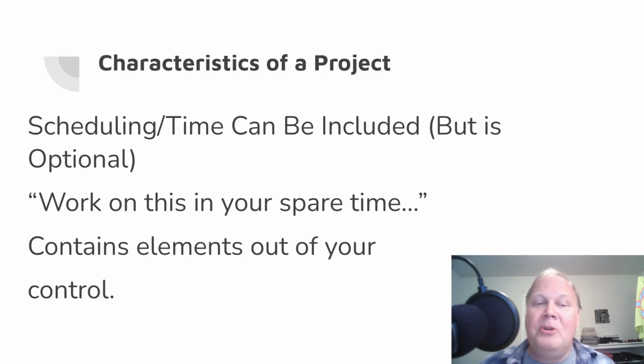I think it's important to think about the time element with a project, but to arbitrarily define that a project must have a time element doesn't have to.